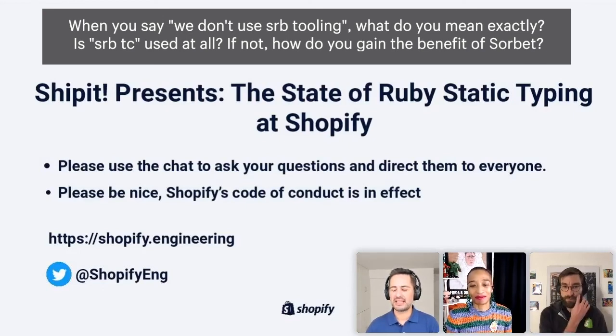Yeah, I think I might have said that slightly wrong. We don't use SRB RBI tooling, where all the things that SRB tooling does with respect to RBIs we don't use, but obviously for type checking we do use SRBTC and all the things that come with it. But yes, I should have said we don't use the SRB RBI tooling or SRB init, which calls into that as well. Basically, we just use the type checking feature coming from SRB.